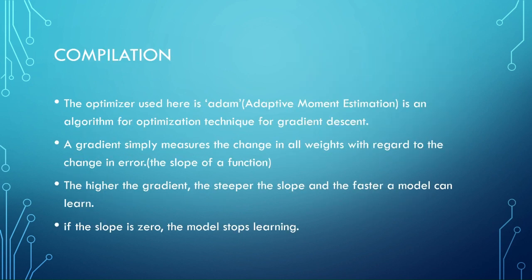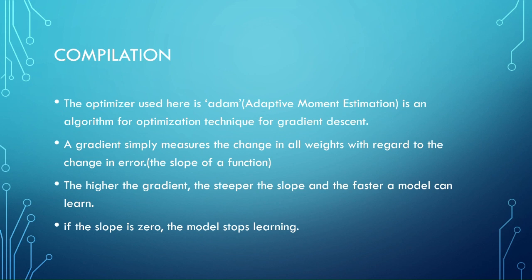Compilation. The optimizer used here is the ADAM optimizer. Adaptive moment estimation is an optimization technique for gradient descent. Gradient descent simply measures the change in all weights with regard to the change in error, the slope of a function. The higher the gradient, the steeper the slope and the faster a model can learn. If the slope is 0, the model stops learning.